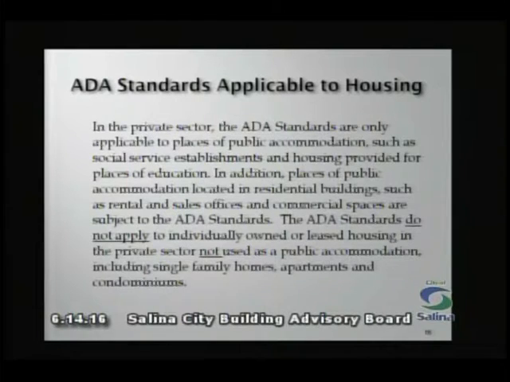Now, in the private sector, it only applies to social service establishments and housing provided for places of education. In addition to that, places of public accommodation located within the residential buildings. Say you have a rental office in your apartment complex, someone working in that sales office or rental office every day. Well, then that particular portion of it would have to be ADA compliant, even though it is privately owned and operated. They will be subject to the standards. They do not apply to individually owned or leased housing in the private sector that is not used as a public accommodation, including single family homes, apartments, and condominiums.